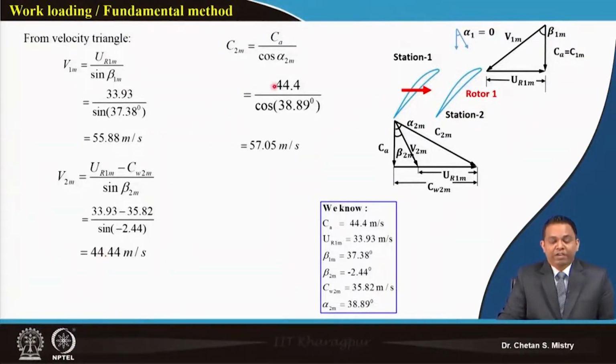Same way we can do our calculation for absolute velocity, because this is my requirement for what is going inside my rotor 2. So we can write down, it is Ca by cos alpha 2, and that's coming 57.05 meter per second. So this is how we are doing calculation for different velocity components.